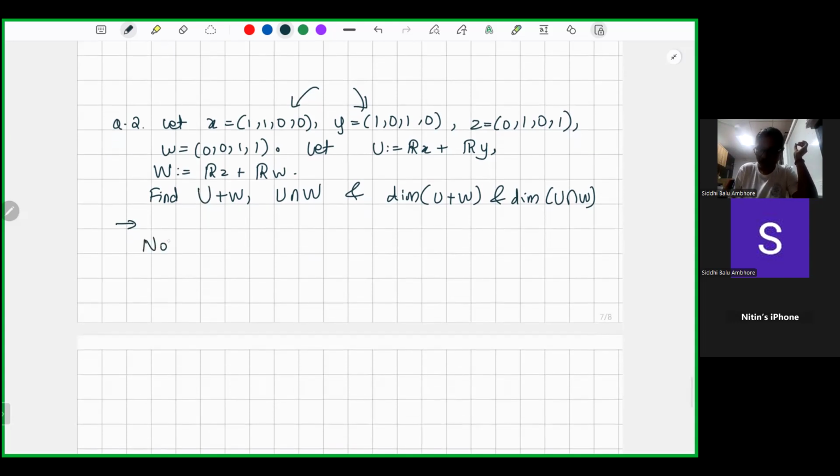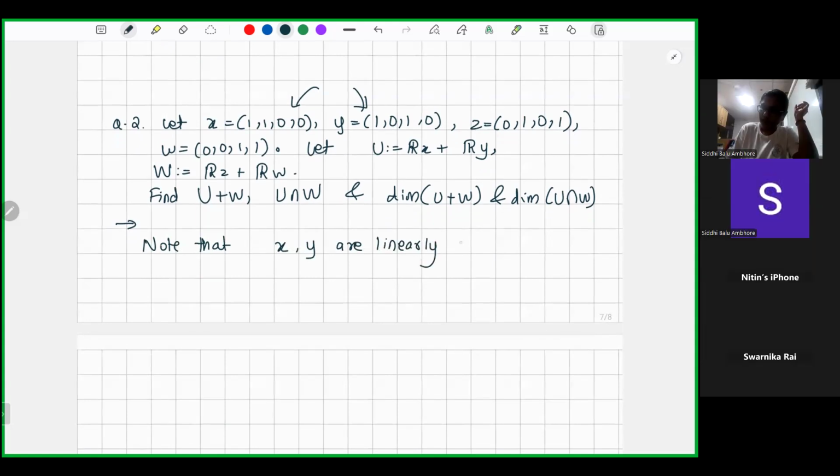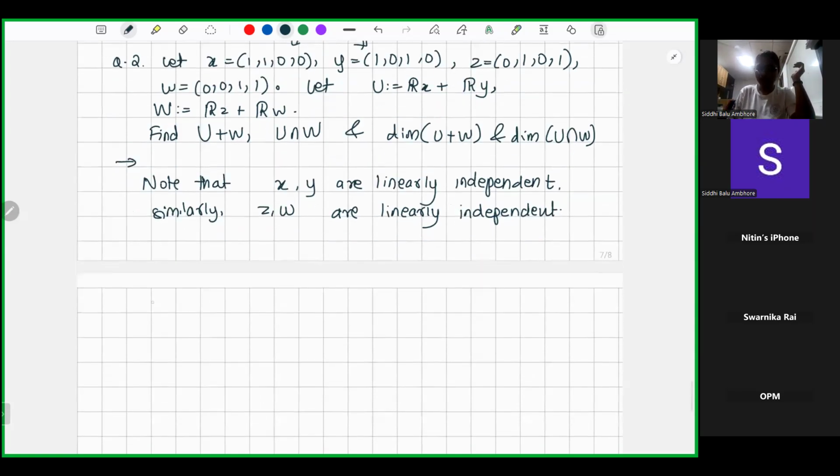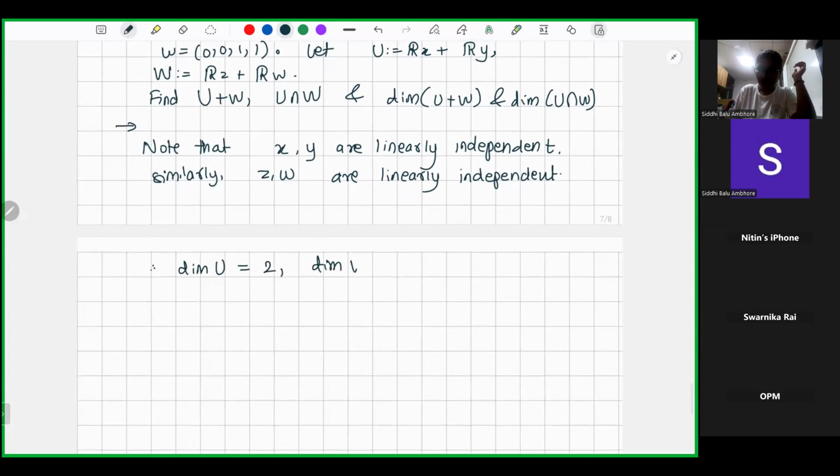So note that x, y are linearly independent. Similarly, I mean, you can check if you are not convinced, z and w are linearly independent. And so therefore, the dimension of U is 2 and the dimension of W is 2.